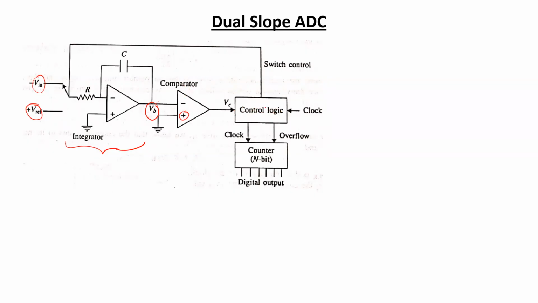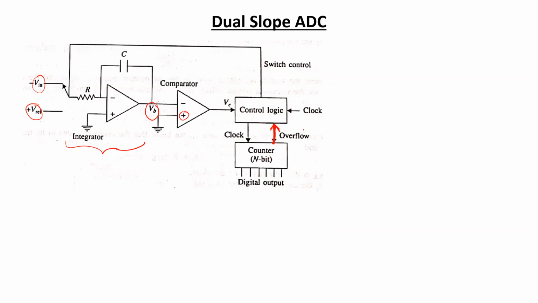Now this control logic circuit is responsible for passing the clock pulses towards the counter. It is also supposed to detect any overflow in the counting process. If the counter has counted up to its maximum limit, then the counter is supposed to send an overflow signal to the control logic. Actually, this arrowhead should be in the reverse direction. So if the counter has counted up to its maximum limit, then the counter is supposed to provide an overflow signal to the control logic circuit.